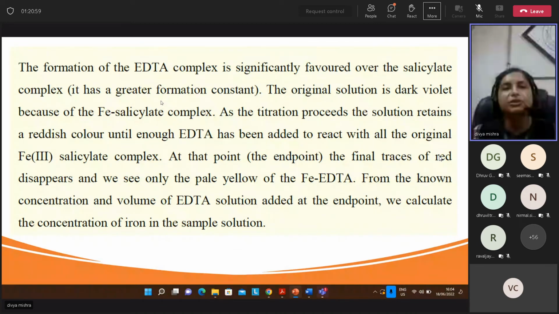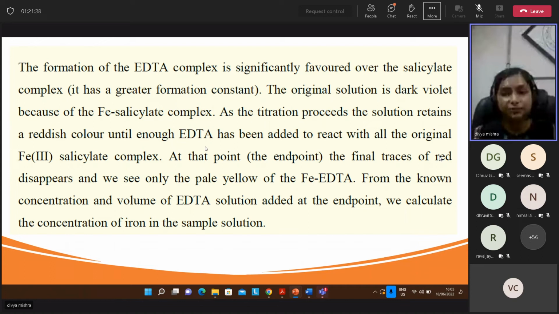So here the formation of EDTA with iron, this complex is favored over the salicylate complex, because the former, that is your EDTA complex, has greater formation constant, उसकी बनने की शक्यता ज़्यादा है. Okay, so original solution will be dark violet because of the presence of Fe salicylate complex, and when we proceed towards the titration, the solution will retain reddish color until we have added enough EDTA.